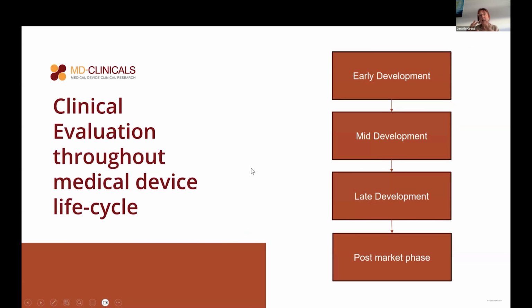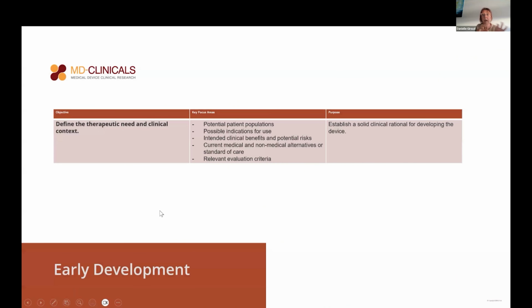So in the standard, to make it easy and to also look at how the process evolves, we've come up with these four development phases: early development, mid-development, late development, and then the post-market phase. For each of the phases, we've worked out what clinical evaluation can contribute, what happens during this phase. In the early development phase, we talk about defining the therapeutic needs and the clinical context. There are potential patient populations. We don't know yet. They may reduce, they may enlarge, we need to see it in this early development.